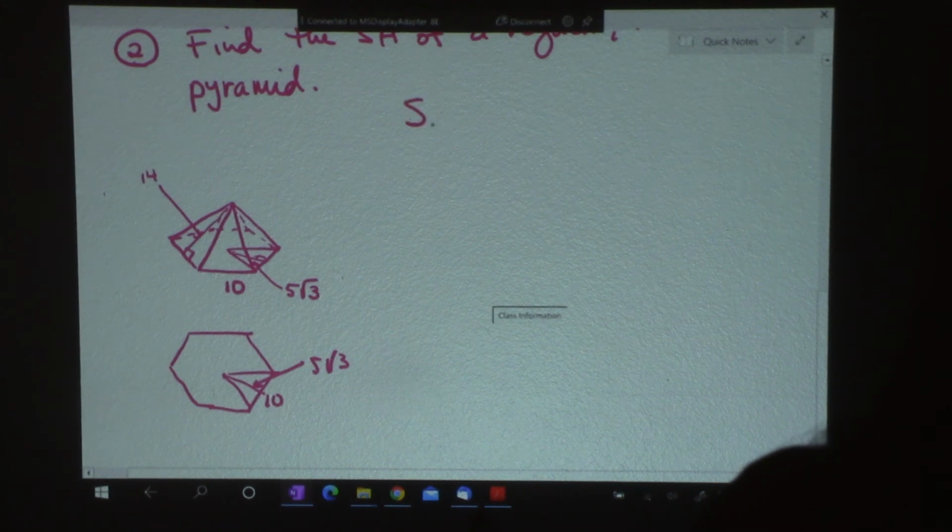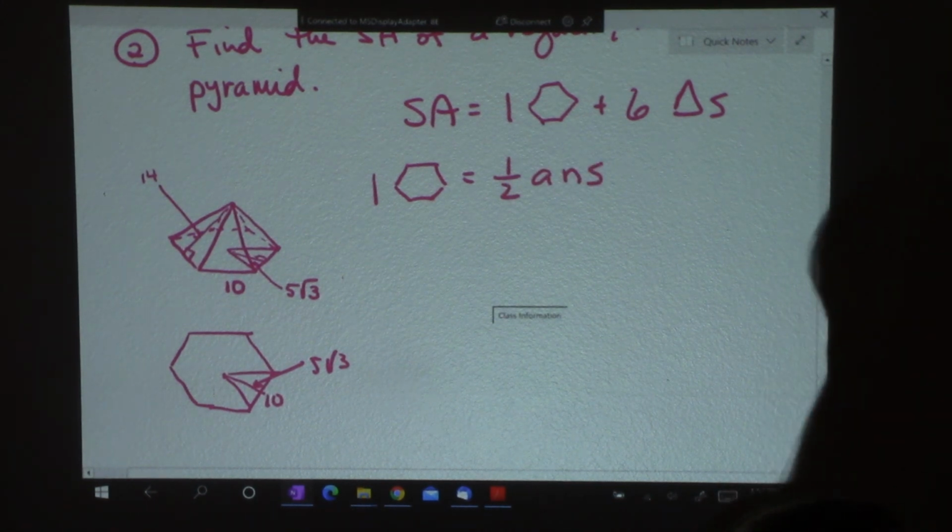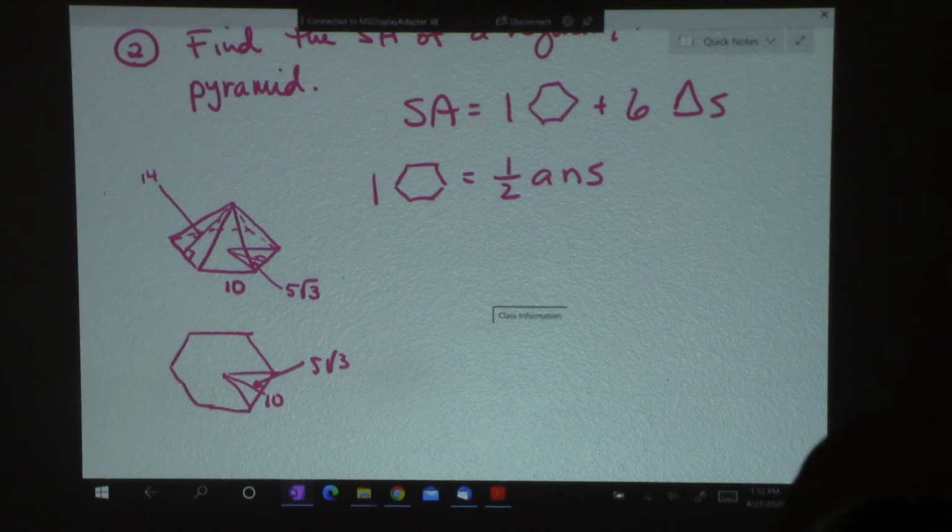So for surface area, I'm going to have 1 hexagon, the base, this is my plan, plus 6 triangles all the way around. So I have to find the area of the base and then the area of the triangles. So for my 1 hexagon, I'm going to use my formula, 1/2 a n s. So all that stuff we learned in chapter 11, those were 2D figures, right? The pentagon, the hexagon, even triangles and parallelograms, okay? Now we're using them on 3D. So all of that still comes into play.